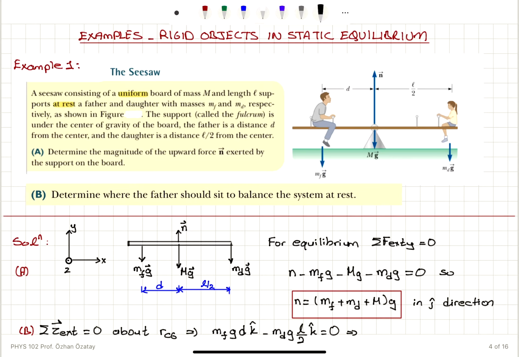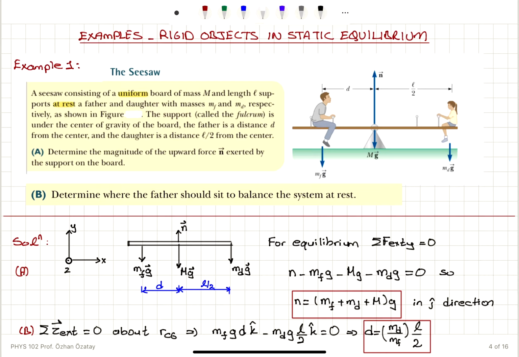So I find that from this equation, the distance d the father should sit as measured from the center point is equal to mass of the daughter divided by mass of the father times L over 2. All right, so that's the answer I'm looking for. So I've obtained that using the rotational equilibrium condition.